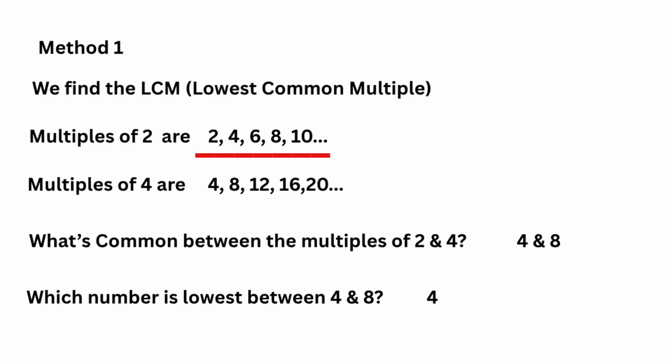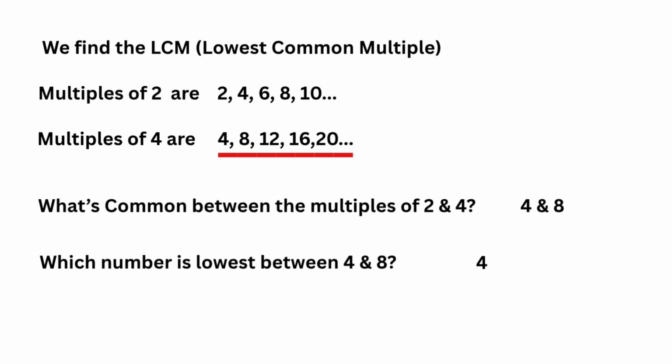Multiples of 2 are 2, 4, 6, 8, 10. So those are the multiples of 2. And the multiples of 4 are 4, 8, 12, 16, and 20. You can see that, right?